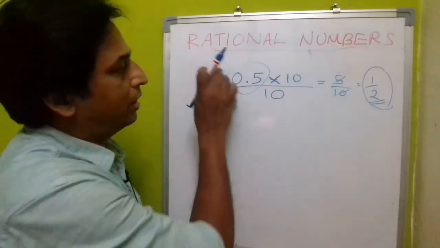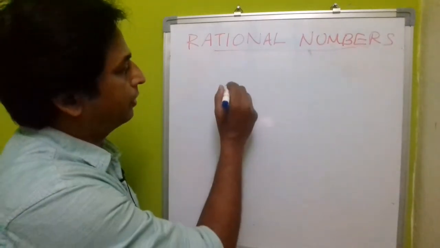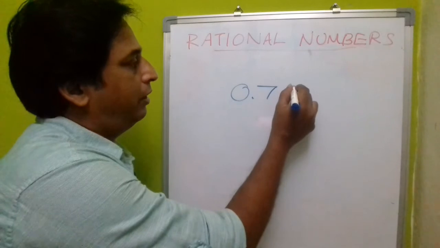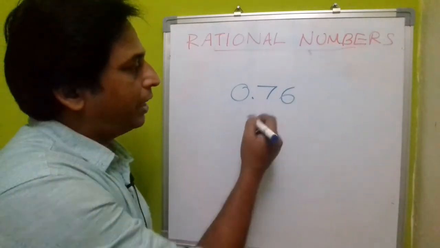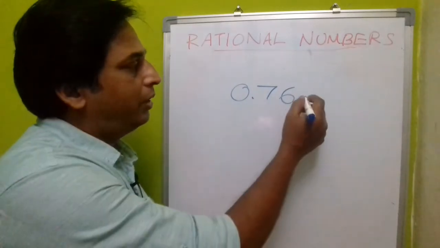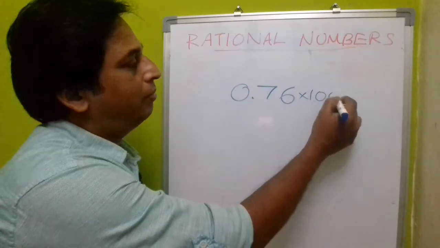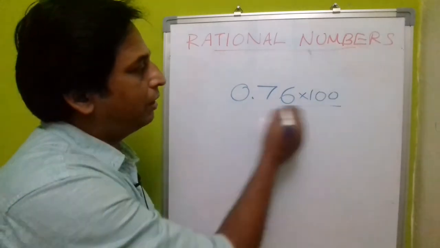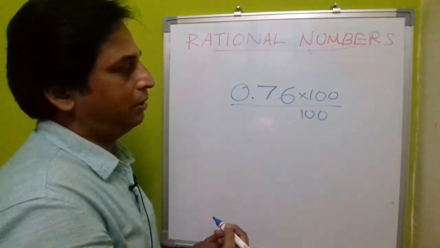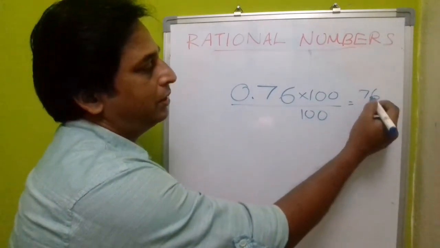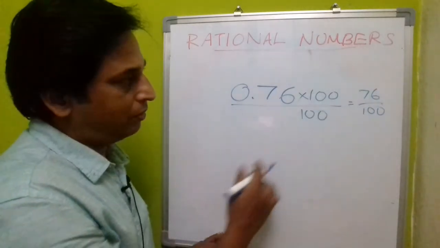Let's take one more example to clarify it. If it is 0.76, you need to write it in the form of p by q. What you need to do is eliminate this decimal. For that you will have to multiply it by 100, and to balance it you will have to divide it by 100. So this becomes 76 by 100, and you can simplify it to the simplest form.